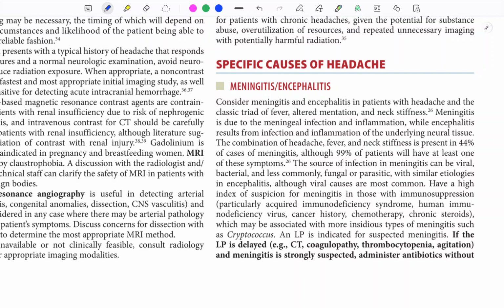have a high index of meningitis suspicion in people who are immunocompromised, like HIV, cancer, chemotherapy, chronic steroid patients, and a more insidious type of meningitis like cryptococcal meningitis may be there. An LP is indicated. If the LP is delayed, like CT has to be done, coagulopathy, thrombocytopenia, patient not cooperative, and meningitis is strongly suspected and you cannot do the LP, then you can give antibiotics without LP also.